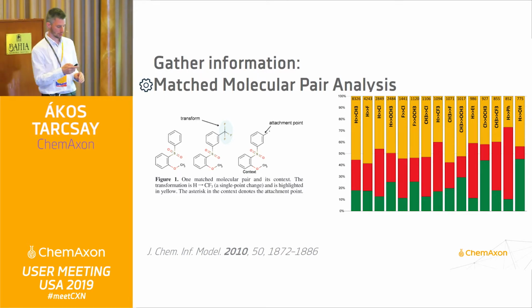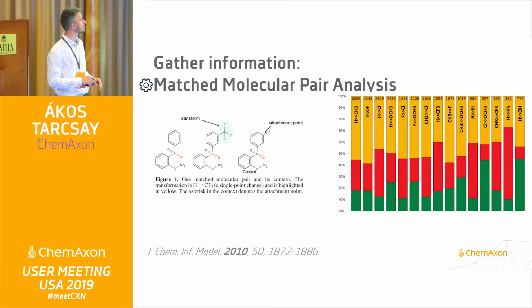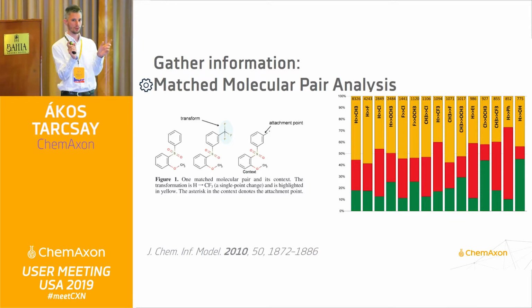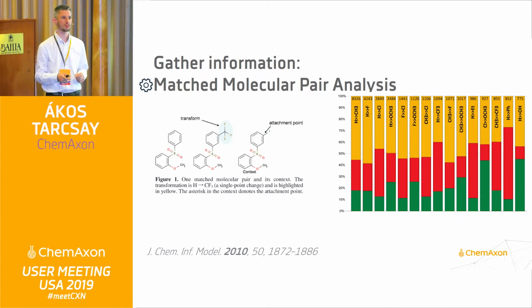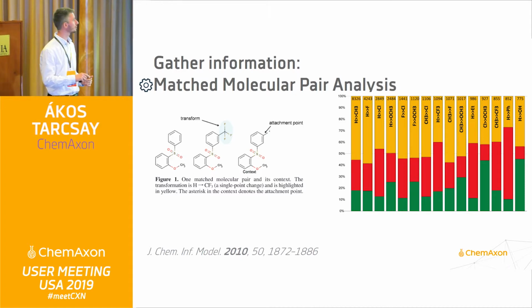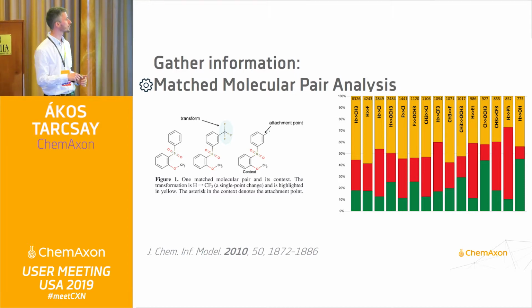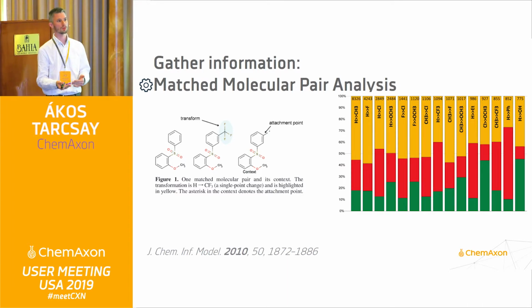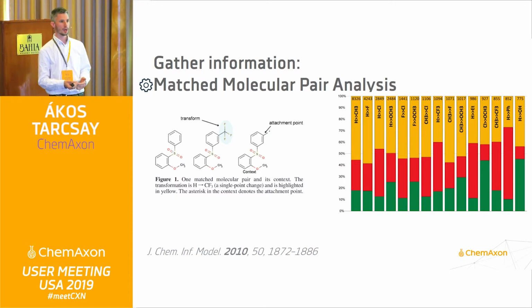So let's think of just a simple example. You change hydrogen to methyl. You have a pair of compounds different only in these two moieties, and you have a set of these pairs so that you can collect statistics on how a given property changed, whether it was beneficial or detrimental or neutral with regards to your biological activity.